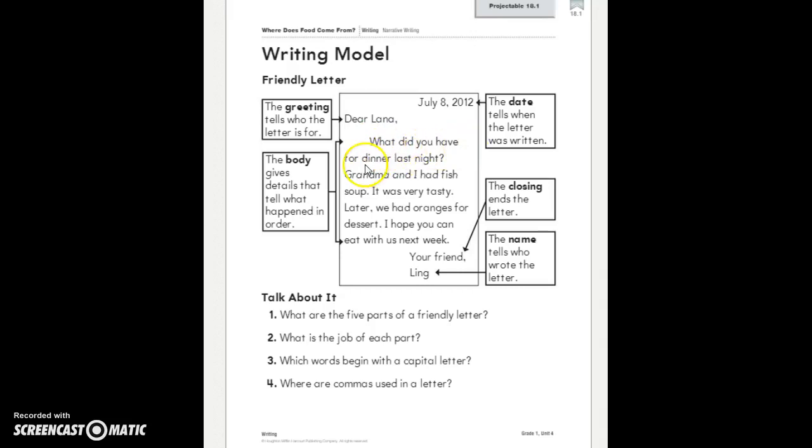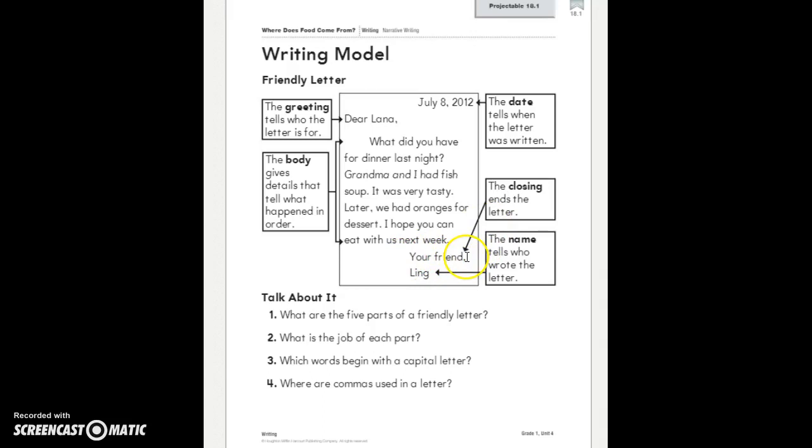What did you have for dinner last night? Grandma and I had fish soup. It was very tasty. Later, we had oranges for dessert. I hope you can eat with us next week. This whole section here in the middle is called the body. It gives details that tell what happened in the order that they happened.